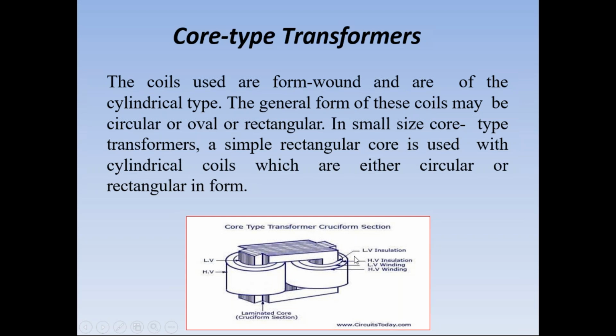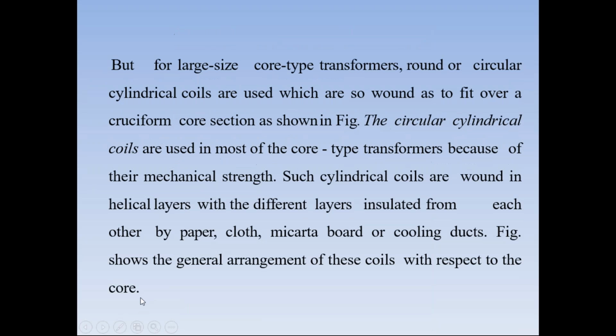Right. So this is the core type transformer. Here you can see that in the core type transformer we have 2 limbs. On one limb we are providing the primary winding, and on the other we are providing the secondary winding. So this is the structure of the core.